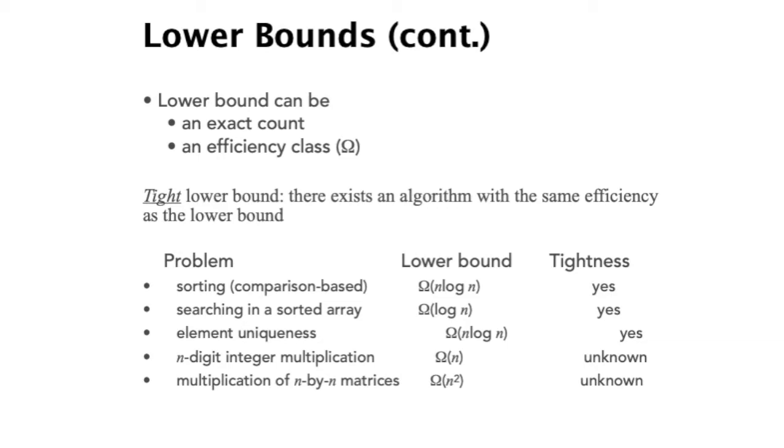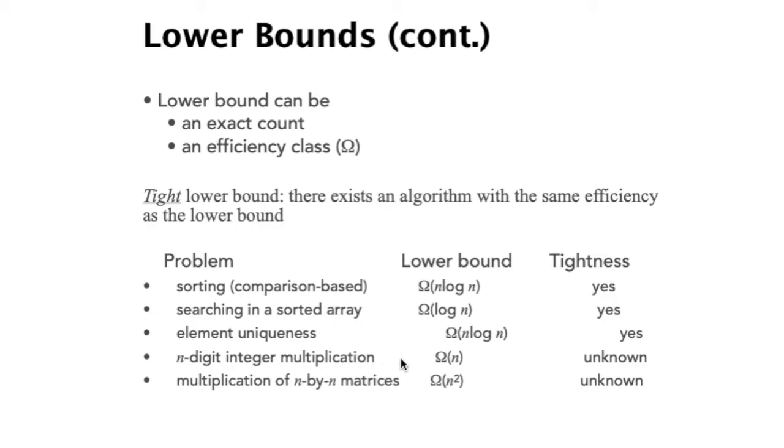Okay, so a particular lower bound argument is called tight if and only if there exists an actual algorithm with the same running time complexity. And when we say time complexity, we're referring to the worst case analysis. Know that you can have a lower bound argument even without creating an actual algorithm.